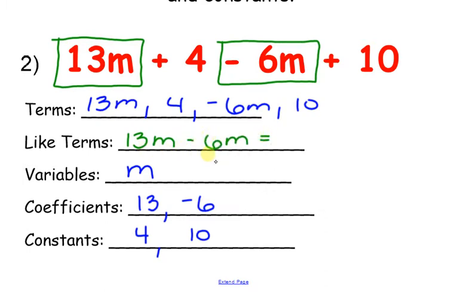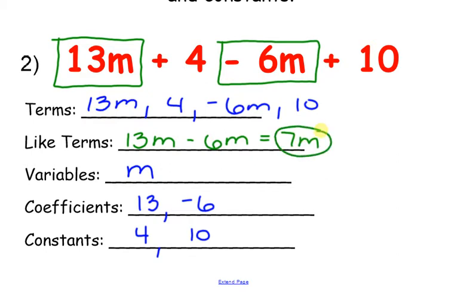Now, same process as last time. Ignore the variables for a minute. What is 13 minus 6? You should get 7, and then put the variable back in, m.